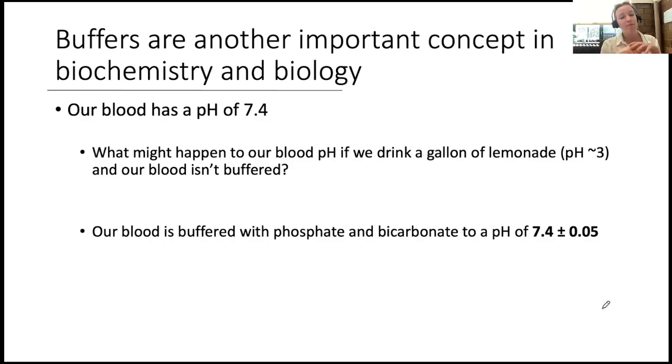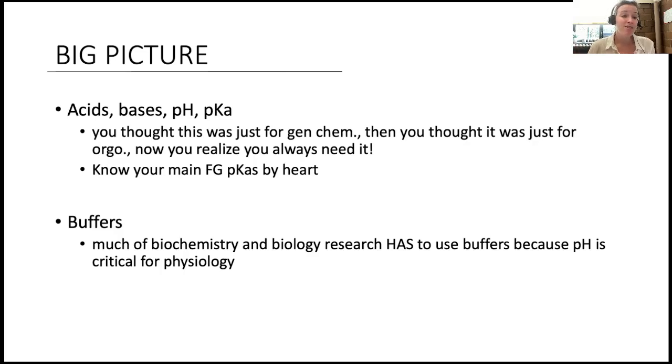To wrap up, folks, to our thought experiment: what would happen to us if our blood wasn't buffered and we chugged a bunch of lemonade? Well, thank goodness our blood is buffered. And it's buffered super tightly with both phosphate, the acid we've been talking about for this series of videos, but also bicarbonate, and we'll learn a bit more about that later, to a pH of 7.4 plus or minus 0.05. So buffered very tightly, regulated very well. That's all for acids, bases, pH, and pKa.